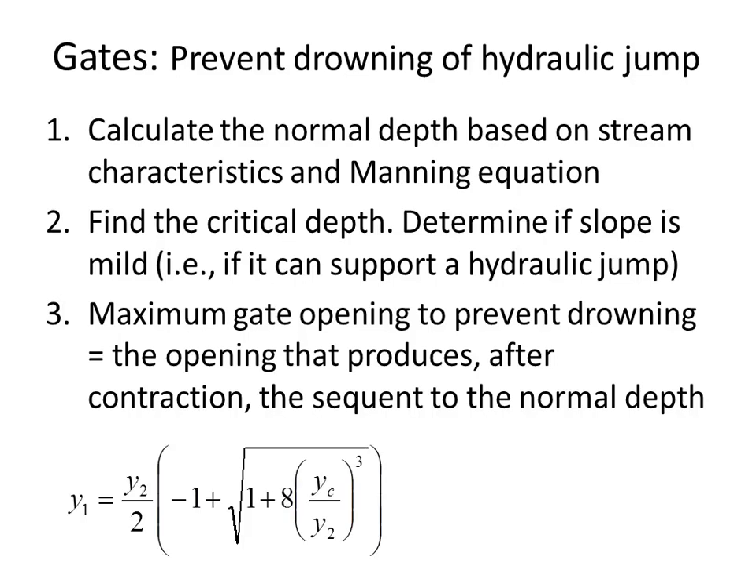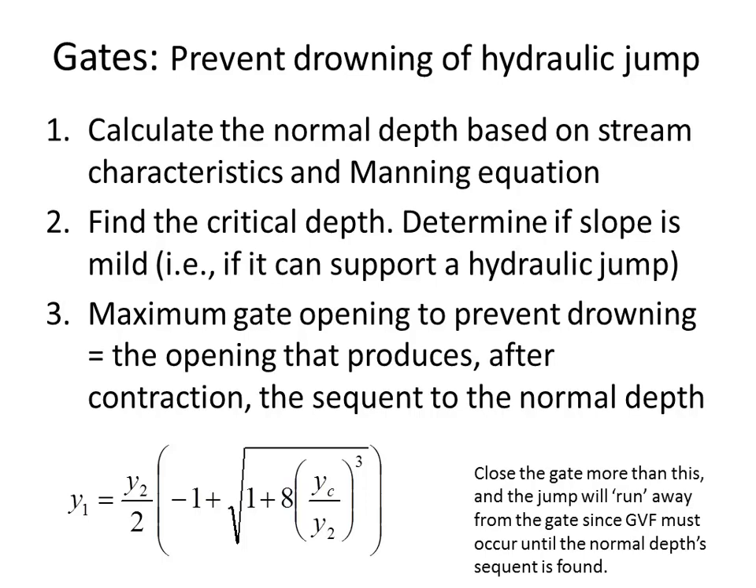So here's the equation we use for calculating the sequent depth in a hydraulic jump. And what we're saying is that Y1 is going to be the depth after contraction. So we're going to open the gate only as much as the water after it contracts will be equal to Y1, where Y2 is the normal depth downstream. So if Y2 is the normal depth, and we have the critical depth we've calculated in step 2, we want to find out what is the depth after contraction that's going to cause that perfect hydraulic jump, where the tailwater curve and the hydraulic jump curve overlap.